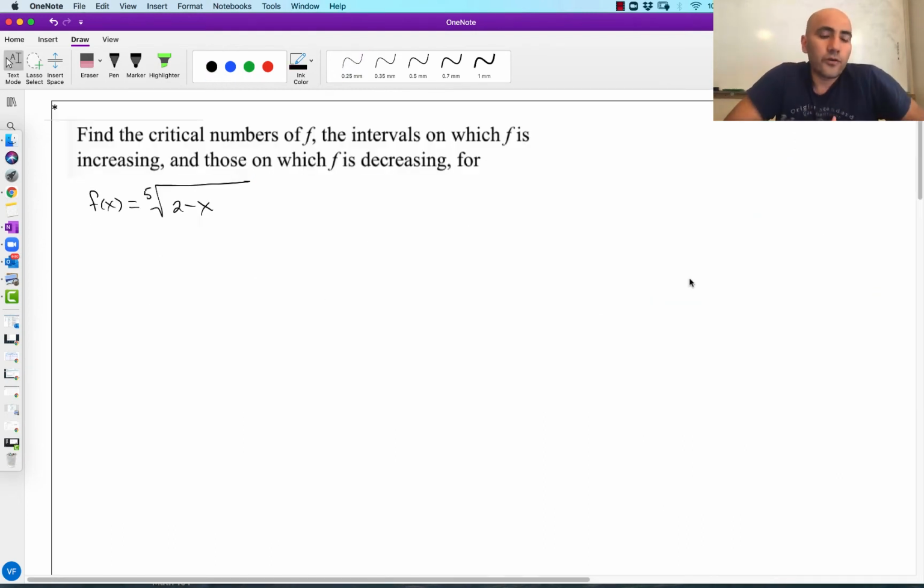Okay, so find the critical numbers of f, the intervals on which f is increasing, and those on which f is decreasing for this function. f of x equals the fifth root of 2 minus x. Okay, so let's begin by rewriting this. Let's rewrite it as f of x equals (2 minus x) to the power of 1/5. And then we know that we need to work with the derivative, so let's find the derivative of this function.